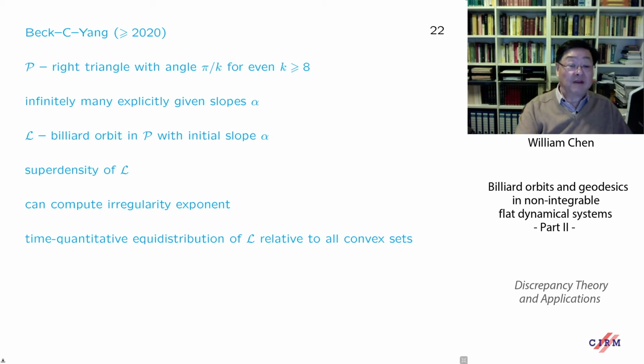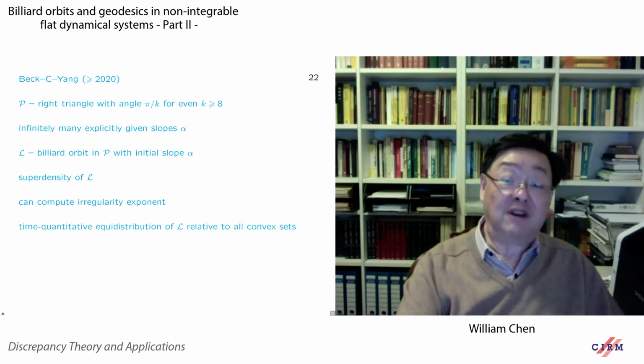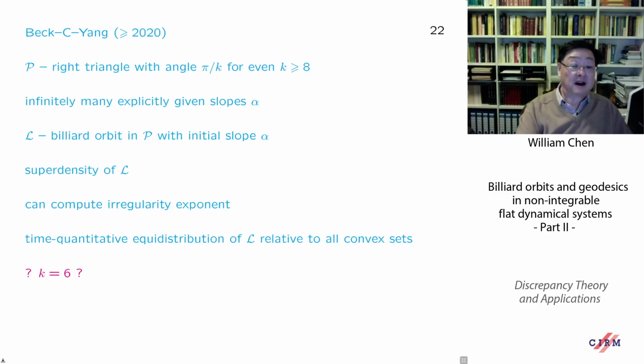Now, given that we can work out what happens to the one direction geodesics in the octagon surface, we can translate this result back to billiard in the right triangle with angle pi over k for even k greater than or equal to 8. We get similar results, the whole raft of them: superdensity, irregularity exponent, and time quantitative equidistribution relative to all convex sets. Next, again, I ask the question, what happens when k equals 6?